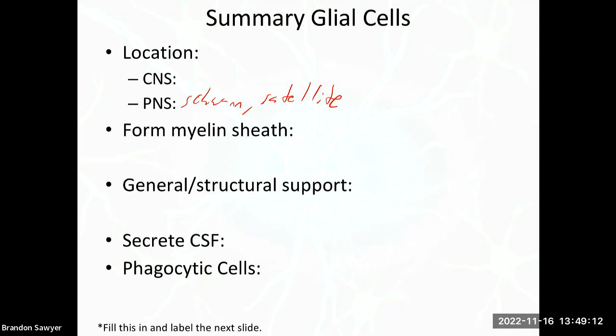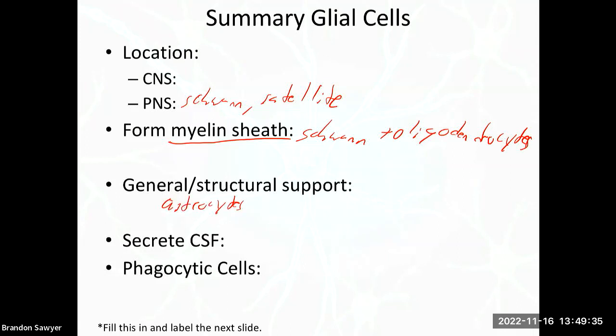Okay, the two that form the myelin sheath are Schwann and oligodendrocytes. Okay, general structural support. Which ones did you guys put here? Yeah, astrocytes help with this. And any other ones? Yeah, satellite cells, maybe, right? We're not really sure what they're doing, but probably.